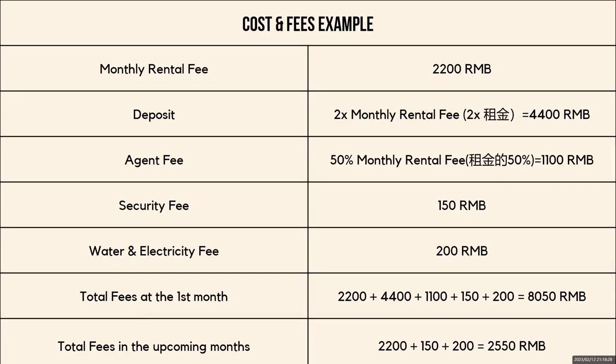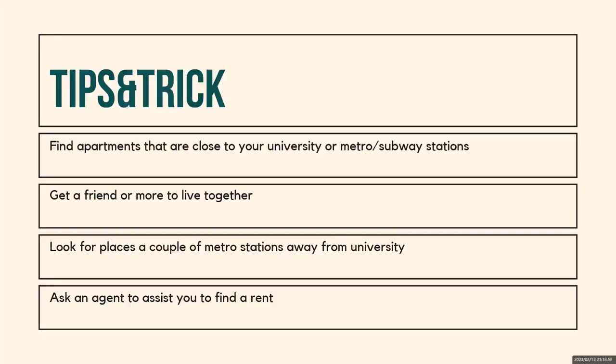The water and electricity fee, from my experience, for 1 month, 200 RMB is okay, at the very least in my place. So now when you break it down, the total fees in the first month is 2,200 plus 4,400 plus 1,100 plus 150 plus 200 equals 8,050 RMB that you have to pay in the first month. Total fees in the upcoming months is 2,200 plus 150 plus 200, as in your monthly rental fee, your security fee, and your water and electricity fee.